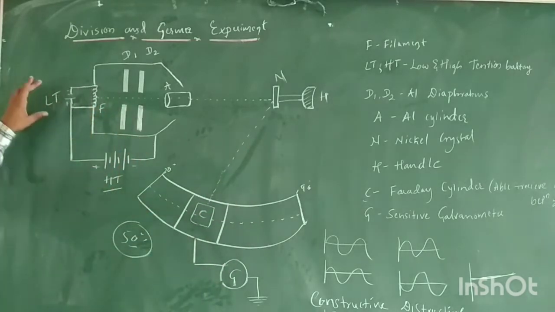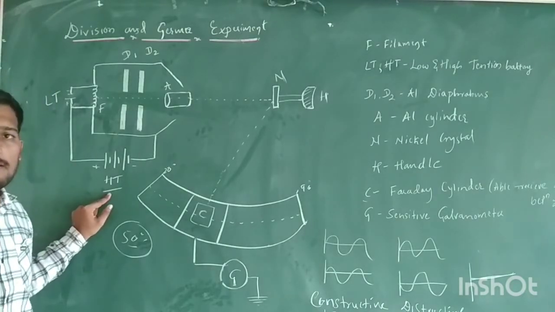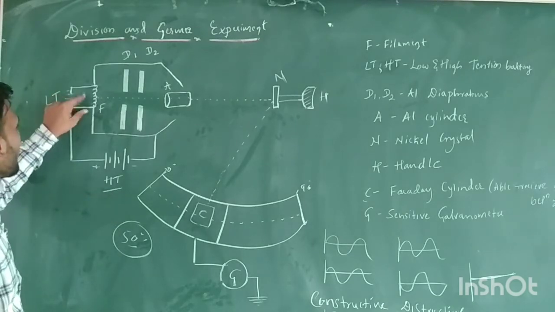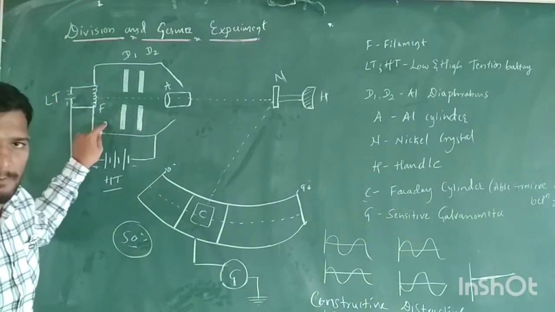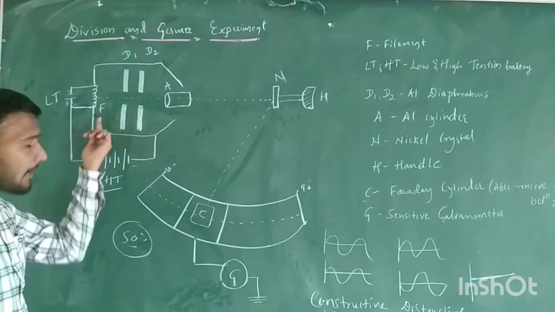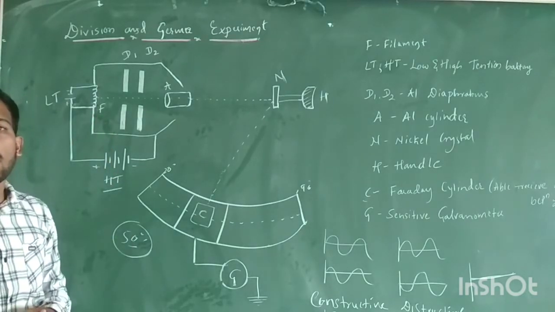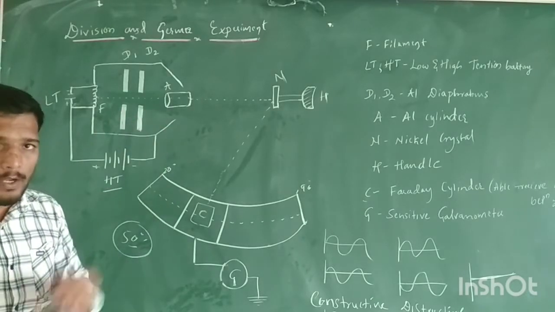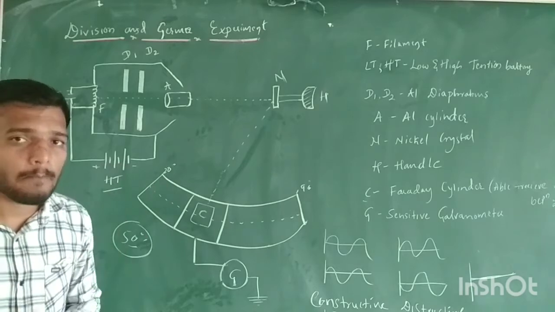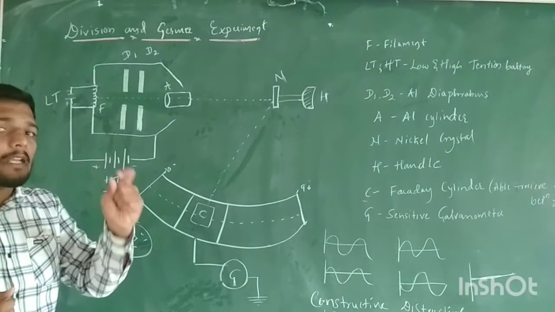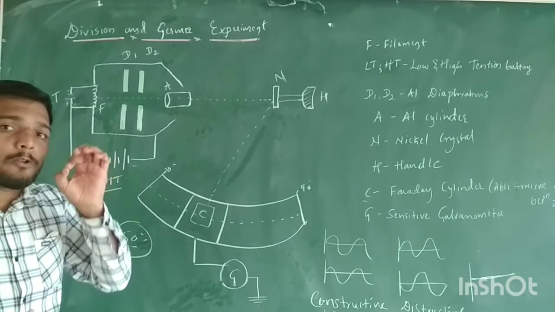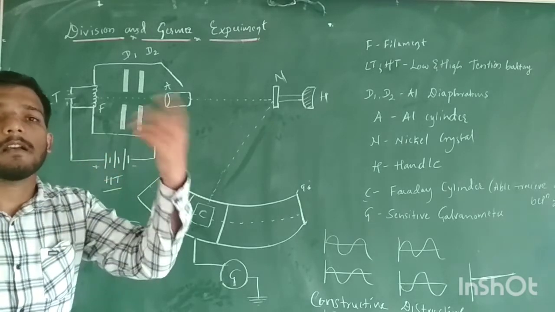We have to use two batteries, a low tension and a high tension battery. The low tension battery is connected to the filament F. This filament is made of a material with a high melting point. Why take a high melting point material? Because then we get electrons as output.